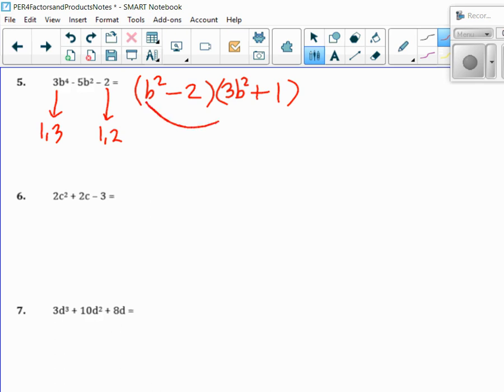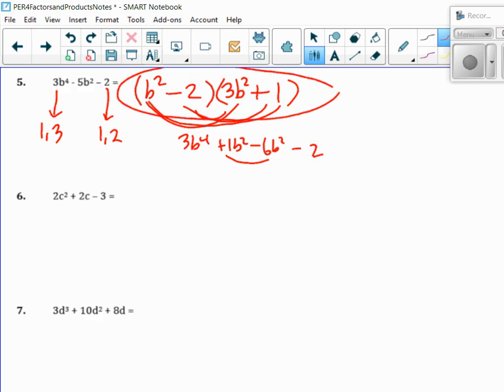So b times 3b is the 3b to the power 4. Yes? Outer gives me +1b squared. Inner gives me -6b squared. Does that give me the middle term I want? Yes. And then last gives me -2, so this is absolutely correct. Okay, so do you guys want to try the next examples on your own, and then we'll go through it?